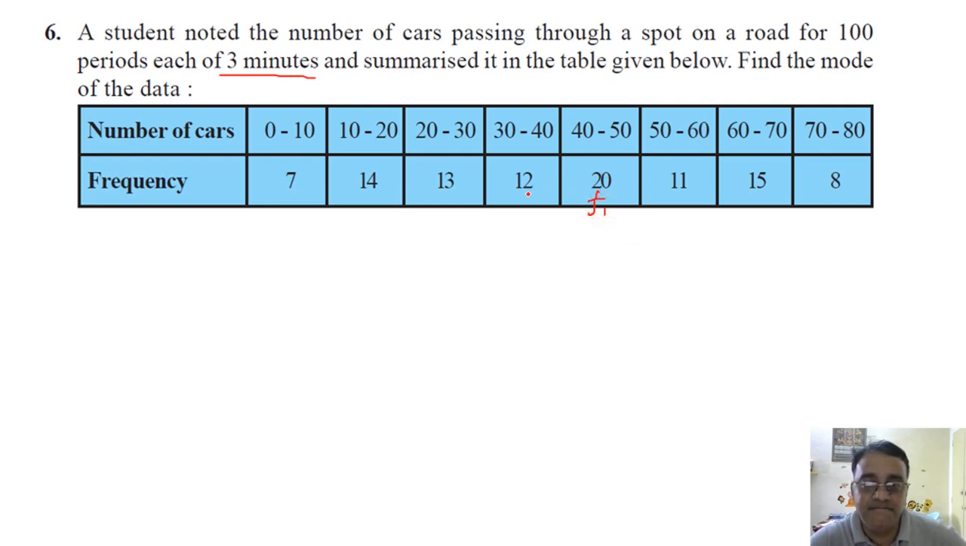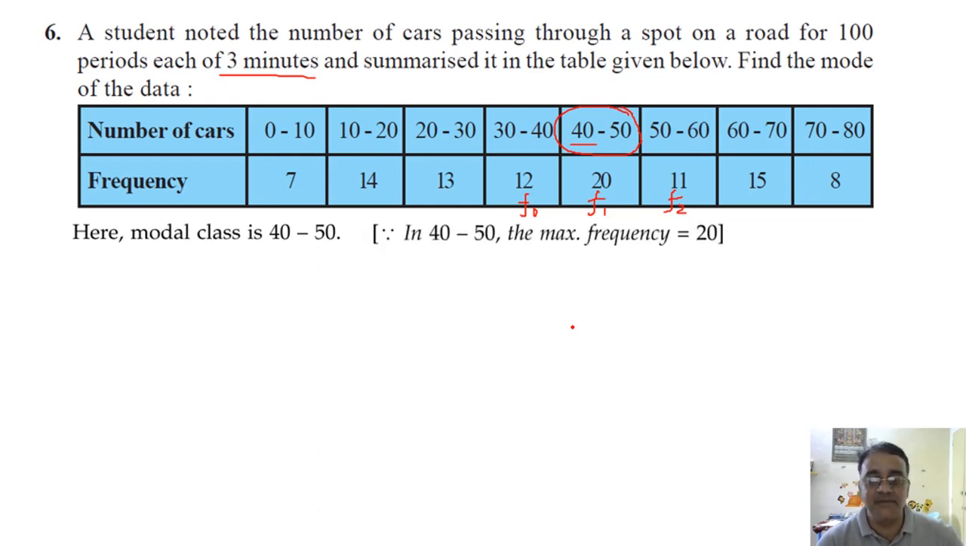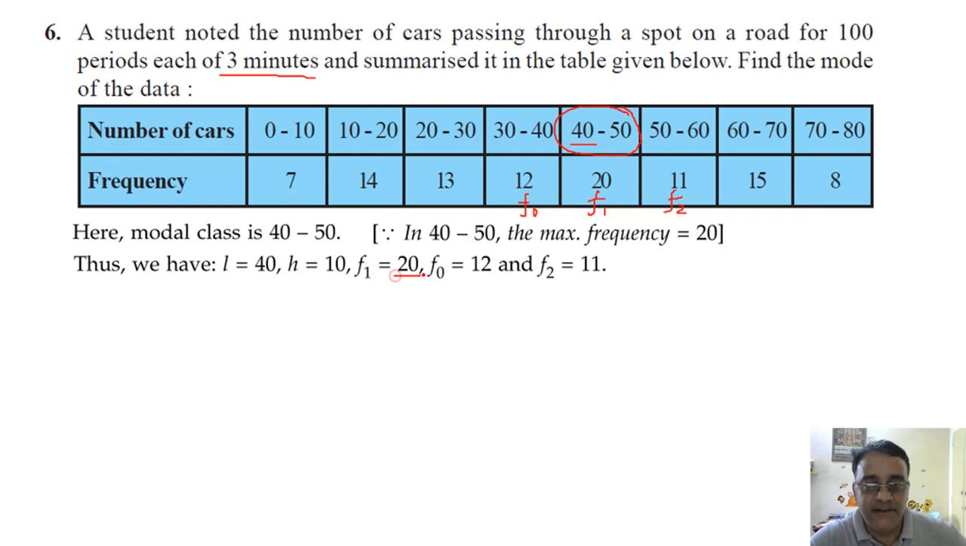The one before F1 is F0. The frequency after F1 is F2. And the class with the highest frequency is the modal class. So this is l. What is h? 10. Right. So we'll start with the modal class 40 to 50. Why? Because in this class the frequency is maximum, that is 20. And already we discussed all the values. l is 40, h is 10, F1 is 20, F0 is 12, and F2 is 11.